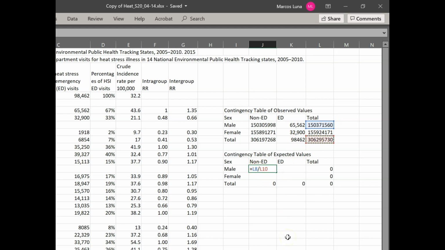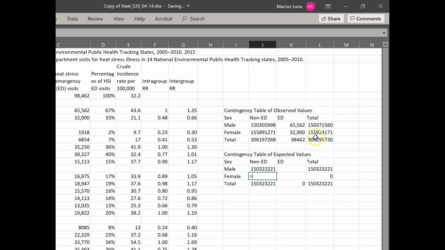Assuming that should determine how many of them are not in the emergency department, we can then multiply that by the total that we expect to be non-ED, the ones who didn't end up in the emergency department. That's what we should expect. So again, the proportion of the population that is male multiplied by the total population who did not end up in the emergency department. We do the same thing for the females.